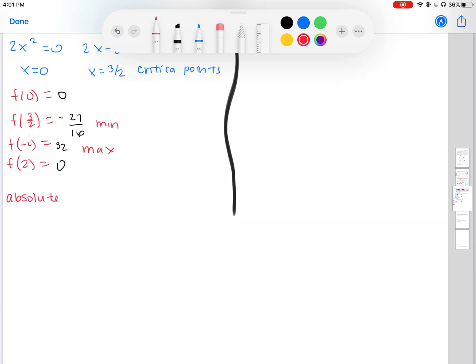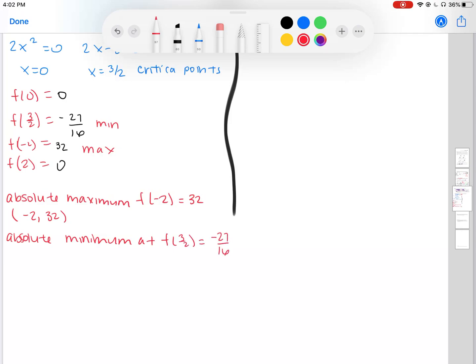So we have an absolute maximum at f of -2 equals 32, or you can write it as a point, -2 comma 32. And it's a maximum along the interval given, which was -2, 2. We also have a local minimum, or an absolute minimum, at f of 3 over 2, which resulted in -27 over 16. And there we have it.